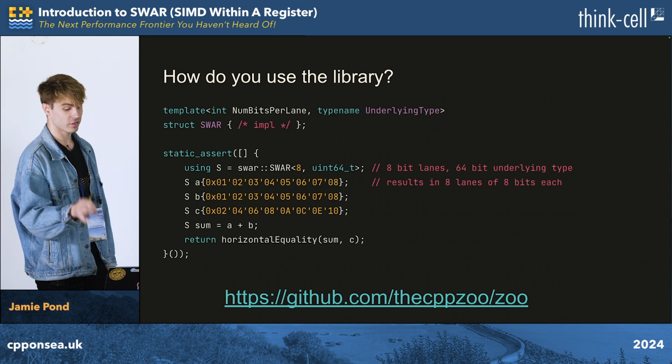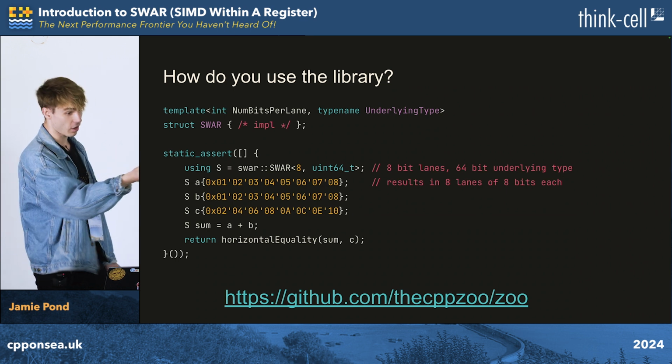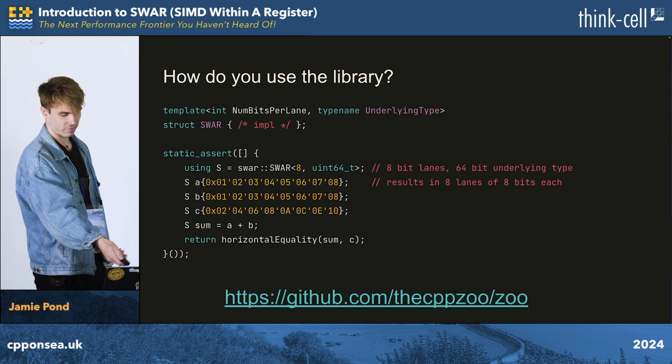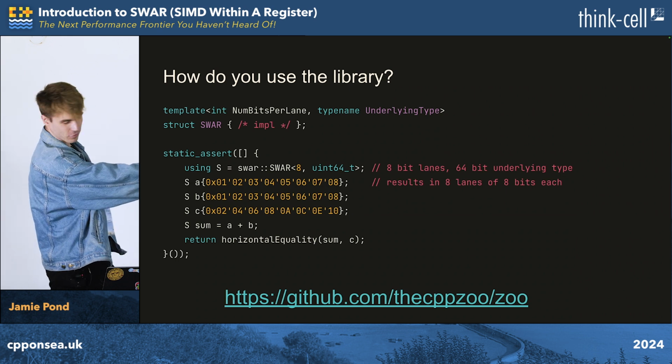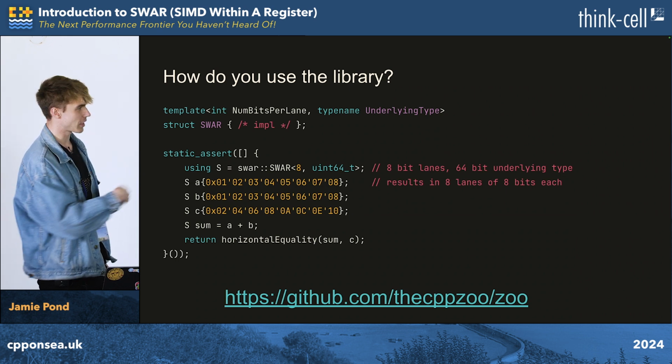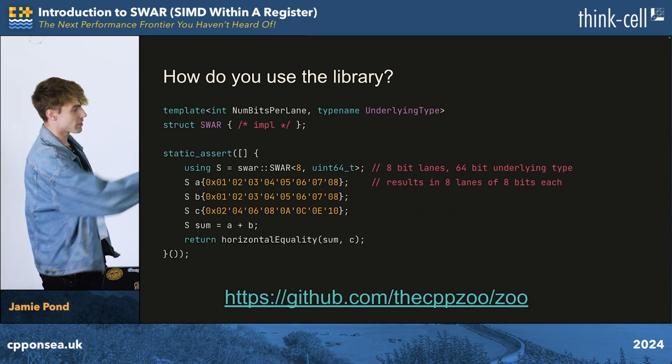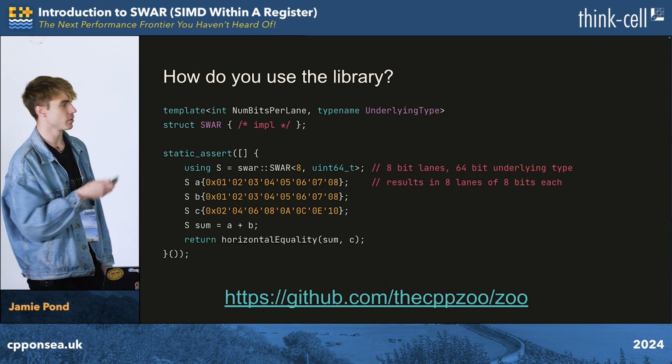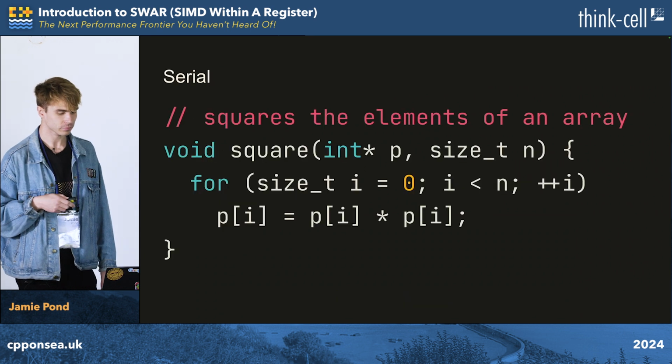But yeah, this is just pretending that they're cars basically. And if you drop this static assert into your editor, that's what comes out. And if you want to look at the library, that's the link for it there, the cpponsea/zoo on GitHub.